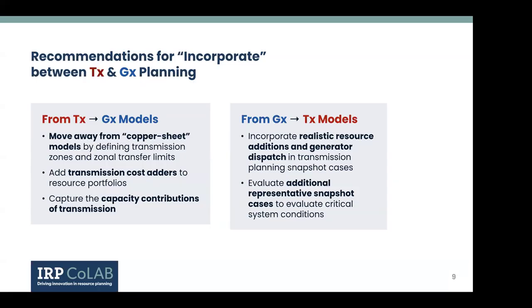In addition, bullet number 2 is evaluating additional representative snapshot cases to evaluate critical system conditions. As the resource mix changes, for example, with a greater reliance on storage and renewables, the typical periods in which system risk was greatest can be shifting. So being able to look at, for example, resource adequacy analysis, commonly done in generation planning, to specifically identify what those tight margin conditions are, and then develop and incorporate additional snapshot cases that look beyond just those traditional summer and winter peak load periods can help give us a more nuanced understanding of when system stress periods are and how the transmission network will perform during them.